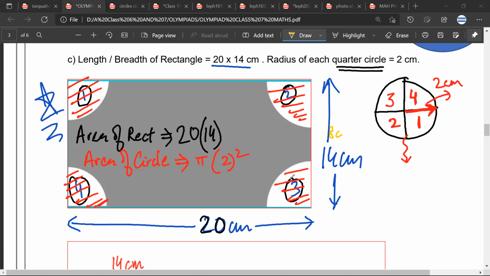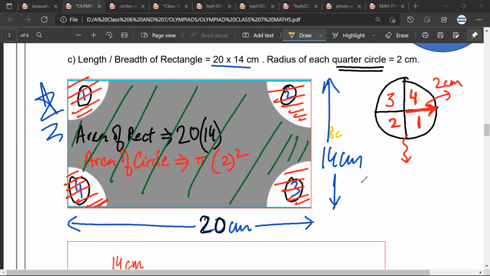So that is why what Mr. Sarthak is saying is that if you want the area of the shaded portion, all that you need to do is from the area of the rectangle, just subtract the area of the circle, which is 4 pi. And then you can put the value of pi to be 22 by 7 and then you can calculate the final answer. Sarthak, is it correct?